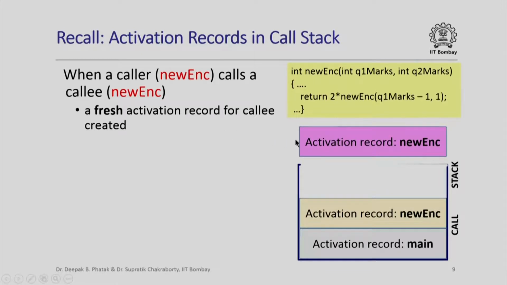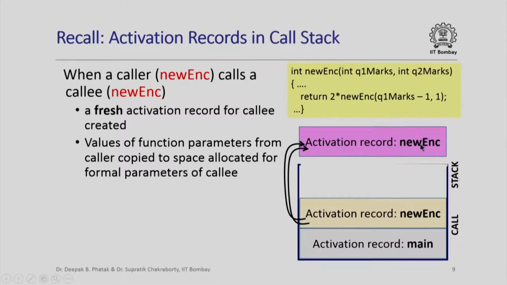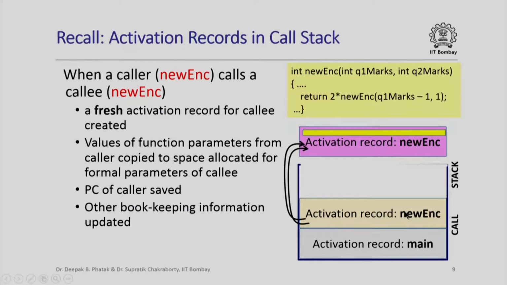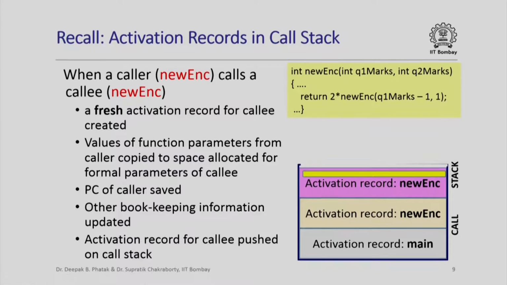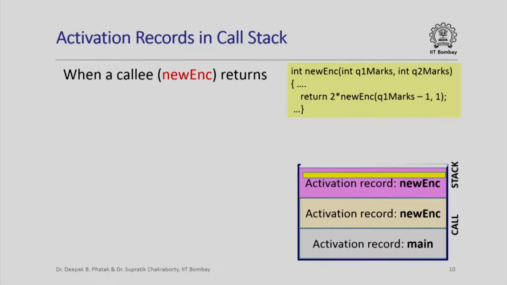Whenever we encounter a function call, a fresh activation record for the callee must be created. So the callee here is newenc. The values of function parameters from the caller, which is again newenc, will be copied from the activation record of the caller to the activation record of the callee. The callee also happens to be newenc, although these two activation records are distinct. The PC of the caller, which is newenc, is saved, and other bookkeeping information is updated, and finally the activation record of the callee is pushed onto the call stack. So far so good.